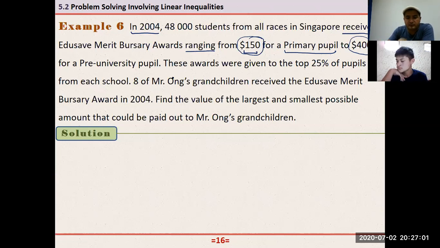Let's continue. Read the second one. These awards were given to the top 25% of pupils from each school. Okay, stop. I'll try to understand. What does it mean? These awards were given to the top 25% of pupils from each school. The scholarship was given to the top 25%, the best-performing students of each school. Okay, understood. Continue here.